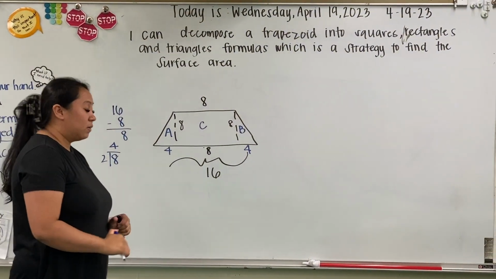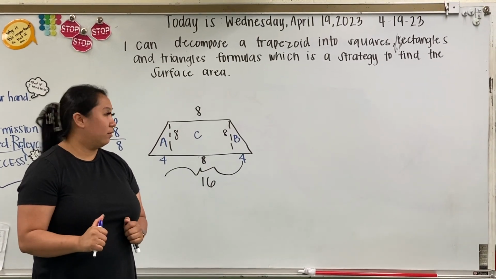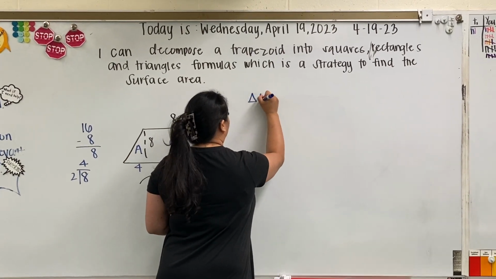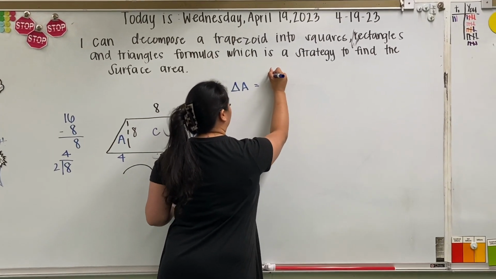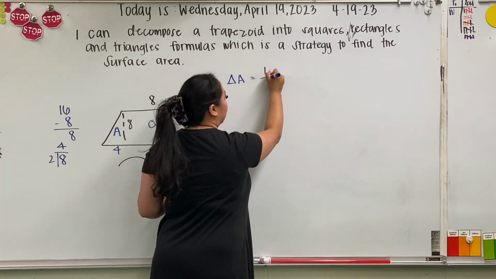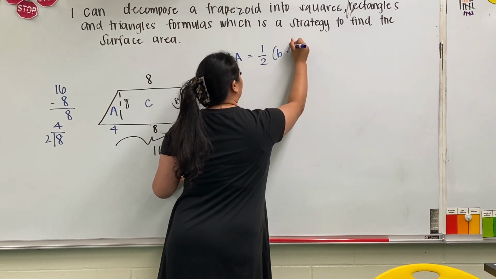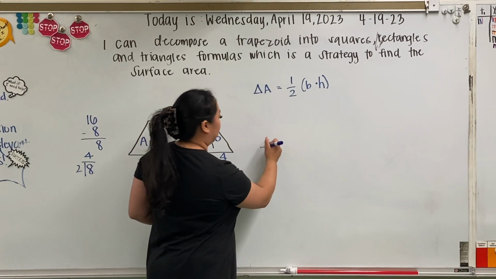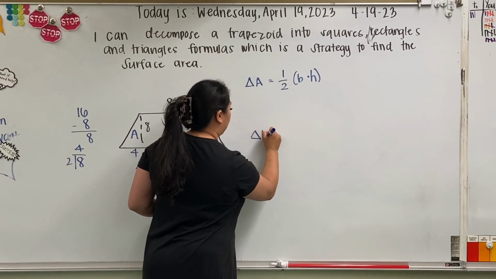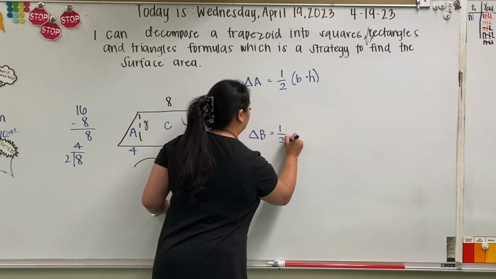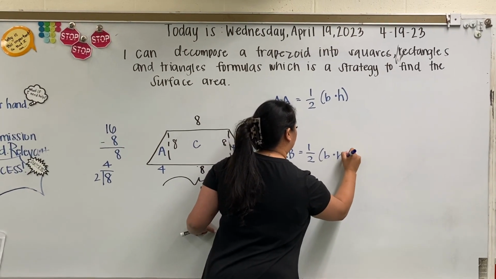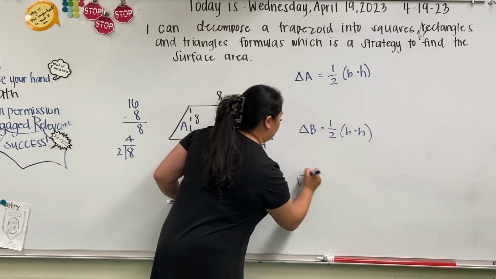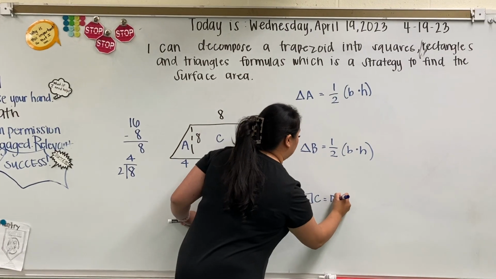Now, can someone tell me the formula for a triangle? 1/2 base times height. Okay, so we have triangle A equals, what was it again? 1/2 base times height. And for triangle B, 1/2 base times height. And then for square C, it would be base times height because it's not half. Base times height.